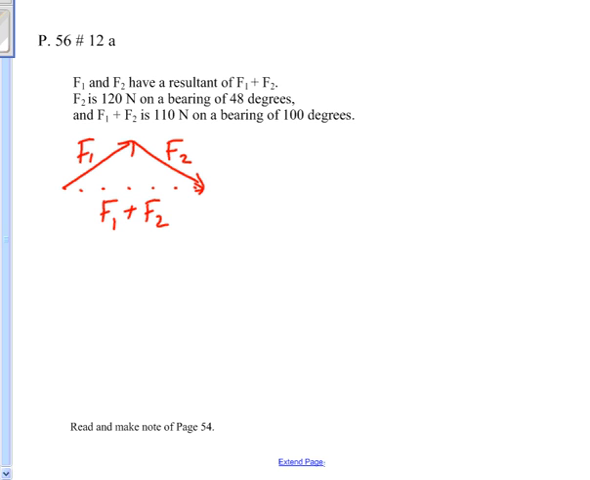So I would like to draw him. So I am heading north and turning to the right 48 degrees. So that is force 2.